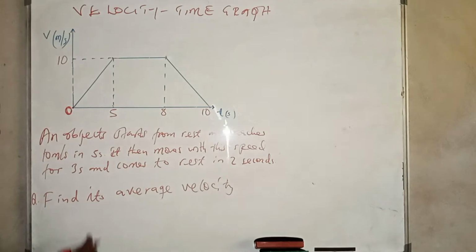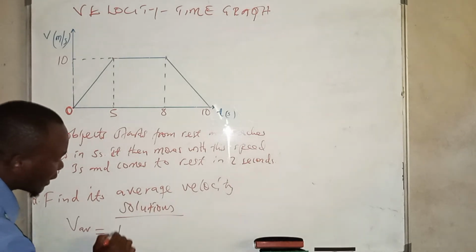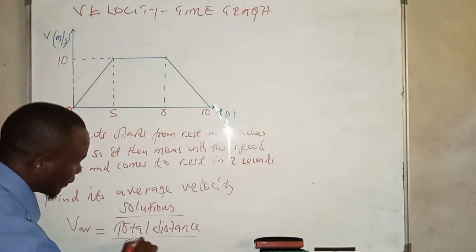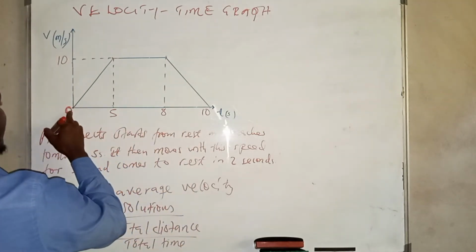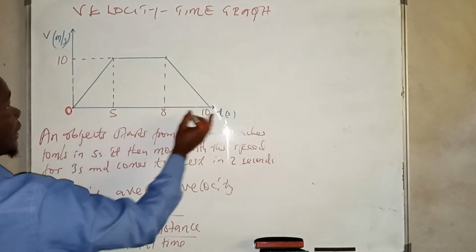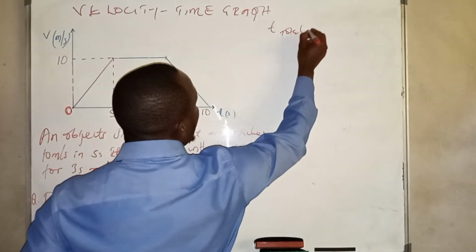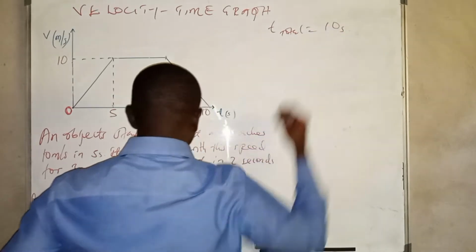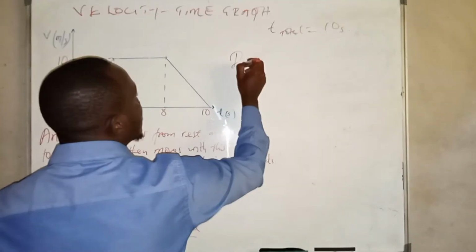Now the question says we find the average velocity. We know that average velocity is equal to total distance over total time. The total time given is 10. So for the whole journey from 0, 5, 8, 10, T total is equal to 10 seconds. So we do not even need to labor much to find the time because it is already given as total time. Then the total distance, so D total.